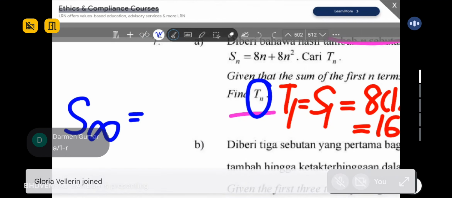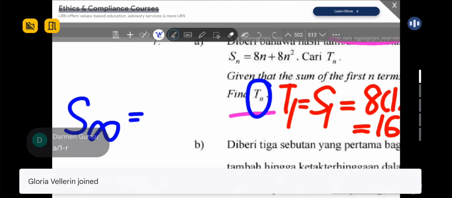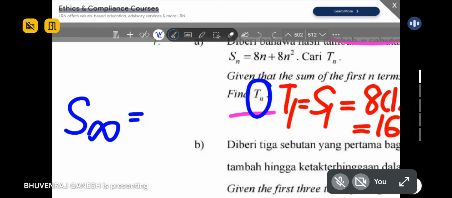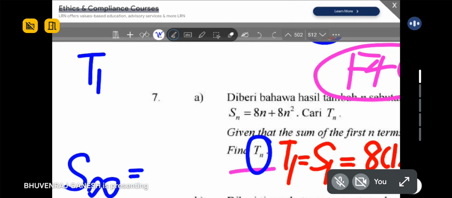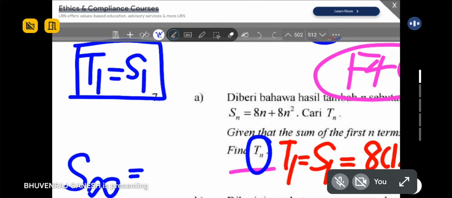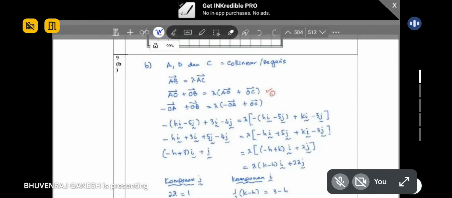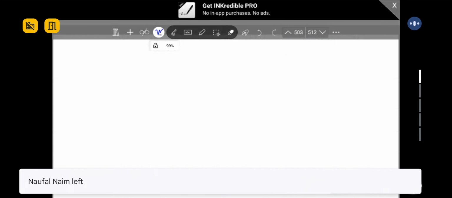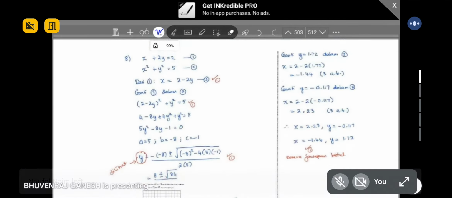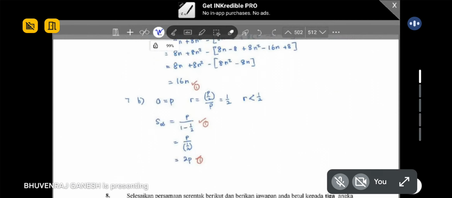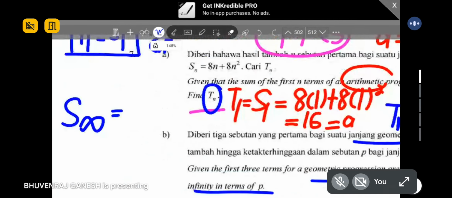Let me see. Yes, Ken. Because T1 and S1 are the same thing. You guys must know this fact also: T1 equals S1, arithmetic or geometric, same. This concept you can use. Remember this, guys. T1 equals S1. Yes. The formula is A over 1 minus R. Correct. So S infinity is equal to this.